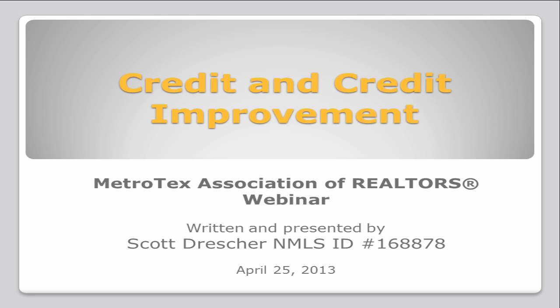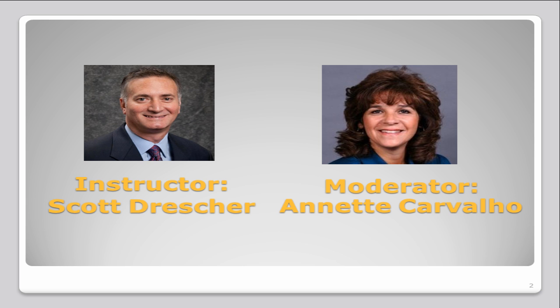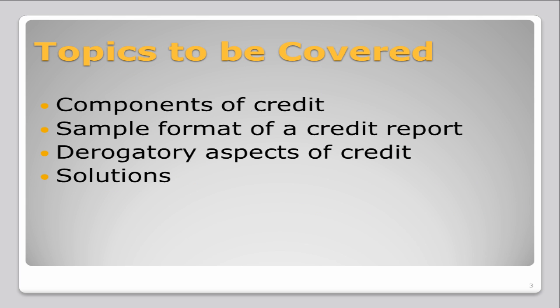So we're going to get started. We're talking about credit, and we're going to talk about the components of credit, a sample format of a credit report. I thought this would be really good for realtors who haven't seen the kind of credit report that a mortgage company uses. You hear about them all the time, and you may even have a consumer credit report that you get occasionally, but it's good to see the real credit report, the mortgage credit report, and get a chance to look at all the components of it.